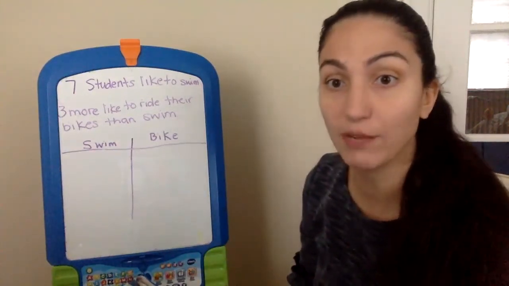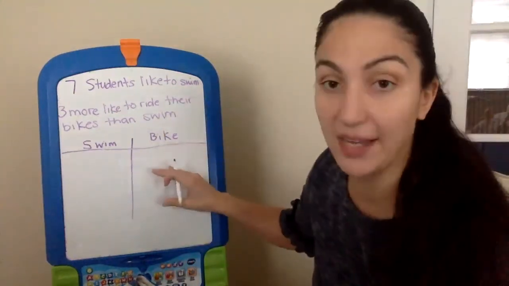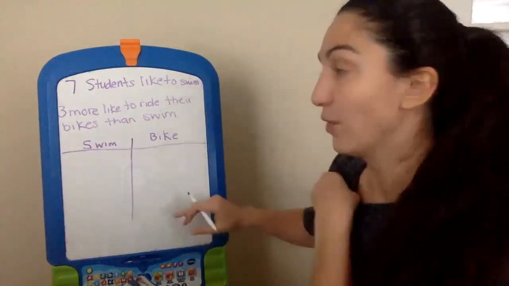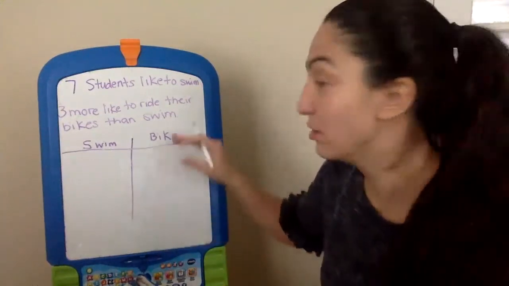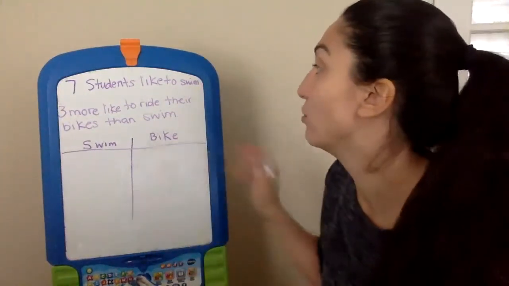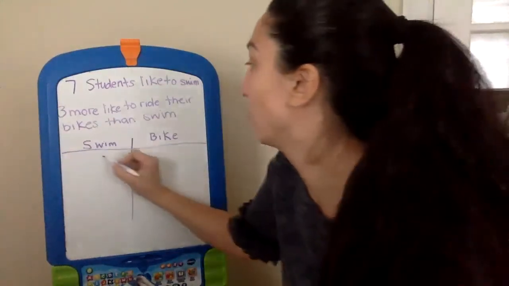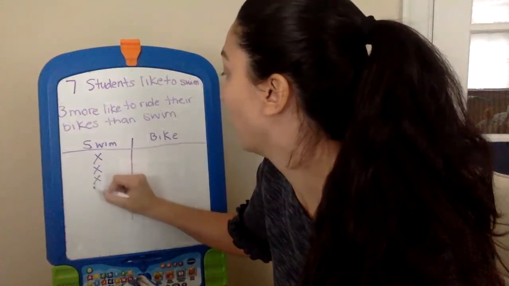Okay, so what we're going to focus on right now are the word problems of finding out how many chose one, right? So the word problems always give us one of the choices. So in this word problem, it tells us 7 students like to swim. So I'm going to put 7 X's on swim.